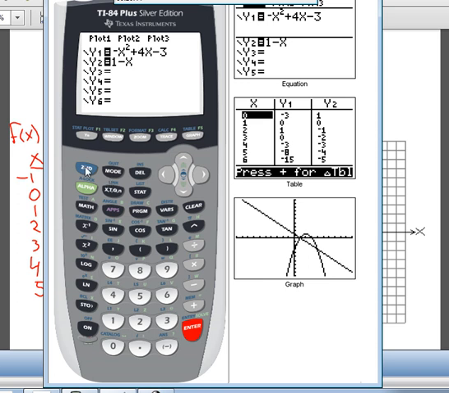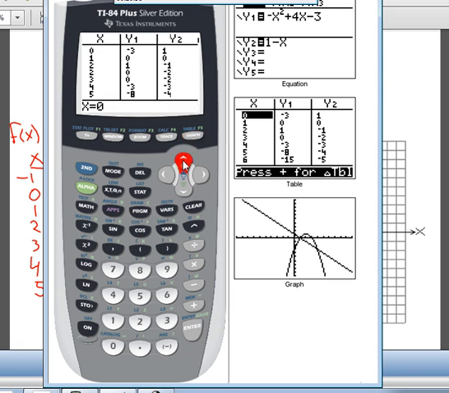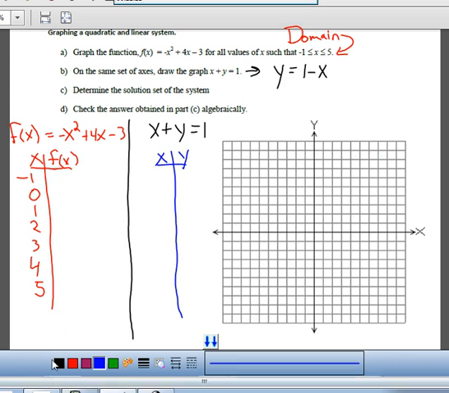I'm going to adjust this table just slightly because remember I want my domain for the quadratic to go from -1 to 5 so I can see all of that. Alright, so for my quadratic I've got -8, -3, 0, 1, 0, -3, -8.